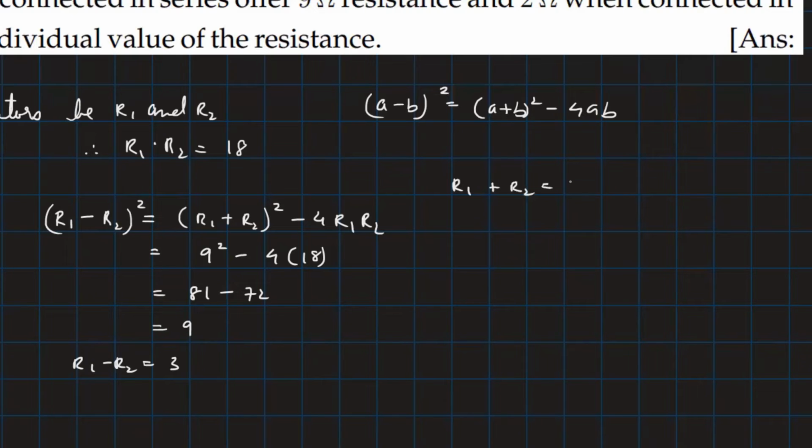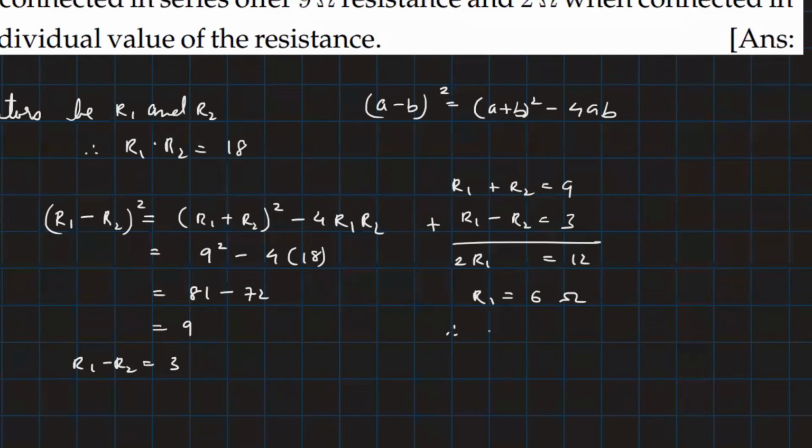You have R1 plus R2 as 9 and R1 minus R2 as 3. When you add them, you get 2R1 as 12 and you get R1 as 6 ohm. So therefore, 6 plus R2 is 9. So R2 is 3 ohm.